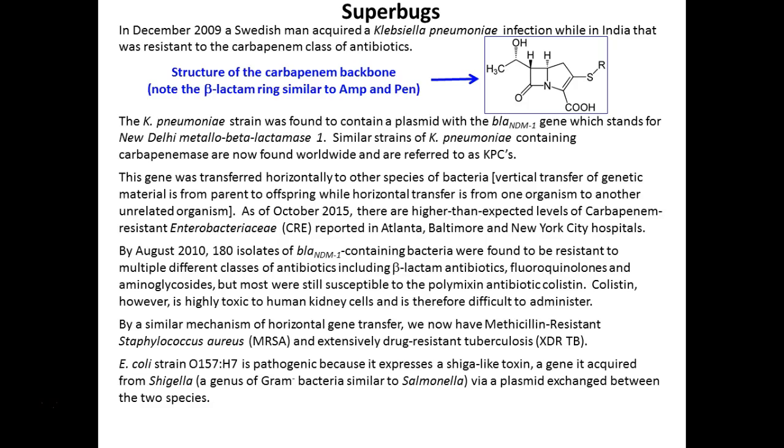E. coli got DNA from Shigella. The question is how. Lateral gene transfer is how. Which method? We don't know. Was it transduction? Was it transformation? Was it conjugation? We don't know. We might never know. The fact is, though, it got it. This information moved from one bacteria to another. Does that make sense to you guys?